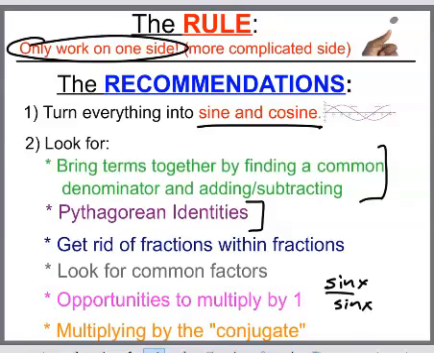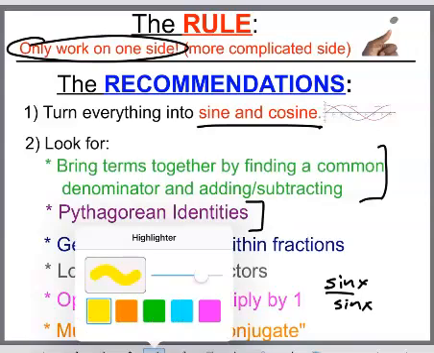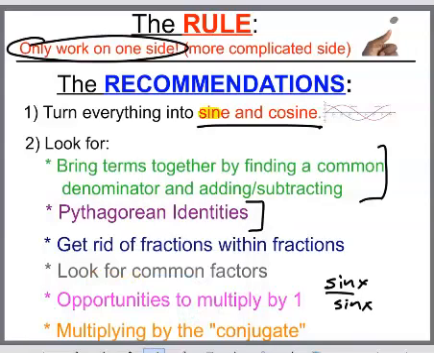So these are just some rules for verifying, which is just proving the one side looks like the other side, there's an equal sign, or simplifying, you're trying to make it as simple as possible. So one is turn everything to sine cosine. That's just about always my first step, most of the time. Some other tips: bring terms together, and we do that by finding a common denominator. So if we have a plus or a minus, try to bring the terms together.